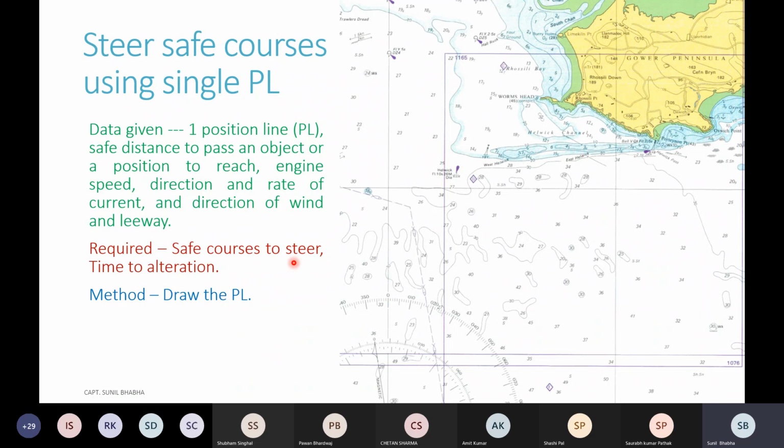The first thing which we need to do is, the position line which is given to us, we will first draw that position line on the chart. Now, let's assume they have given us the bearing of a certain radar conspicuous object here. You can see this diamond on the chart. So they have given us the bearing of this particular object. So let's plot the bearing which is given. So you can see the bearing line plotted here.